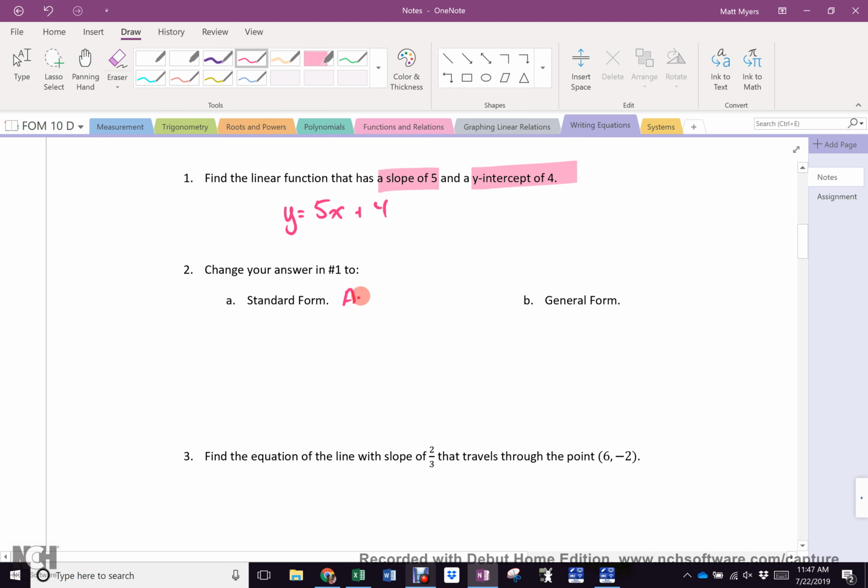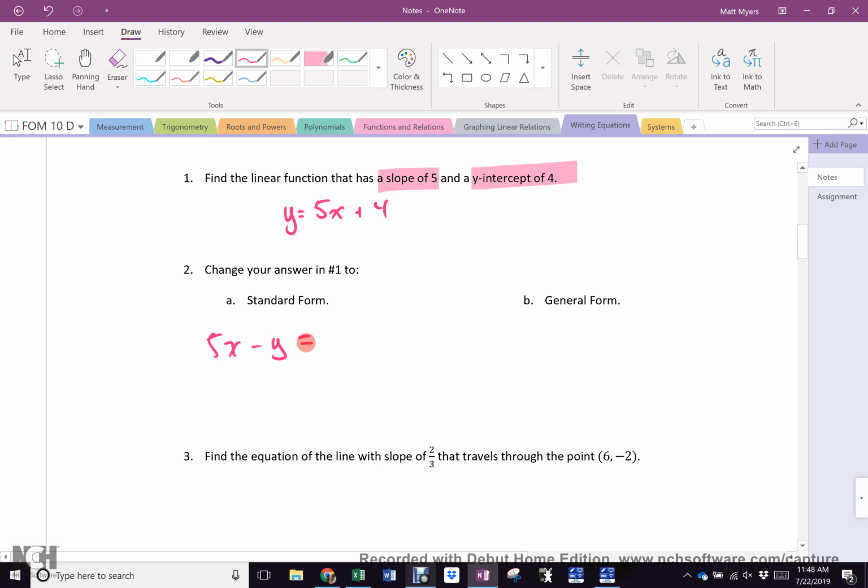Change it to standard form. Standard form. Is standard form A, B, or C, or D? D. So how do I change it to D? What's got to move? Y. Why does Y move? You're right. Go with it. X has to be? Positive. X has to be positive, and he already is, right? So 5x minus y equals what?